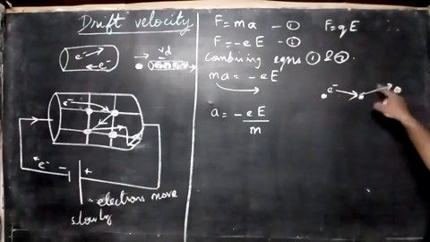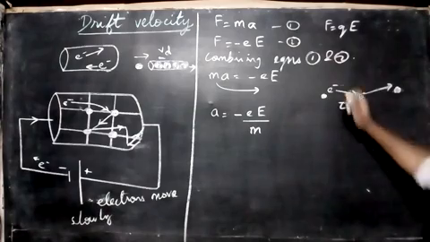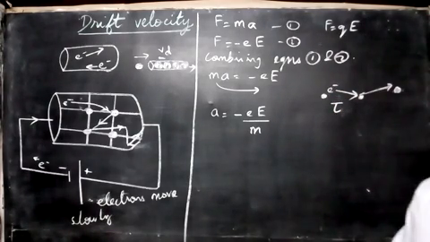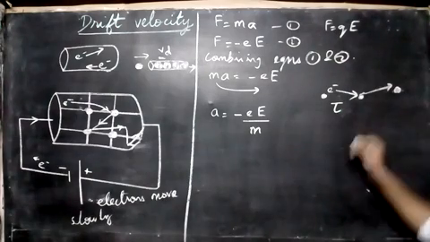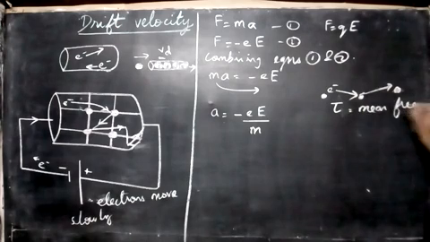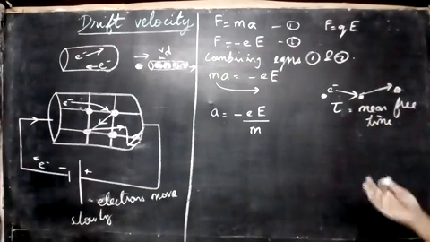Between each collision there will be time. That time I say tau. I'll write a little larger in size. Tau. This stands for the mean free time. Mean free time. This is a concept there. We'll use it now.